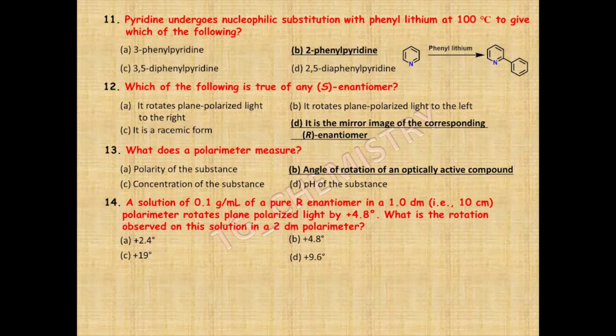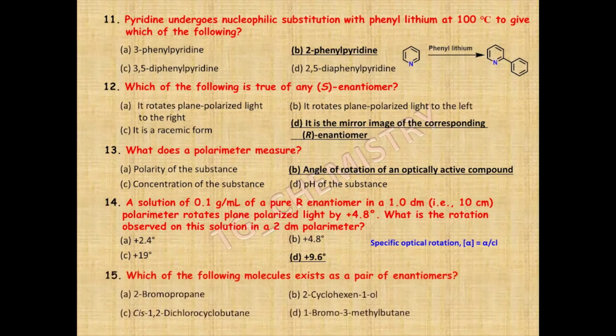Now the working formula is the specific optical rotation equal to alpha by CL. So from there, if you calculate, the answer should be plus 9.6. So this is the working formula to calculate the right answer. Next question is, which of the following molecules exists as pair of enantiomers? The right answer is 2-cyclohexen-1-ol, that compound. Now with the four options here, option B should be the right answer.